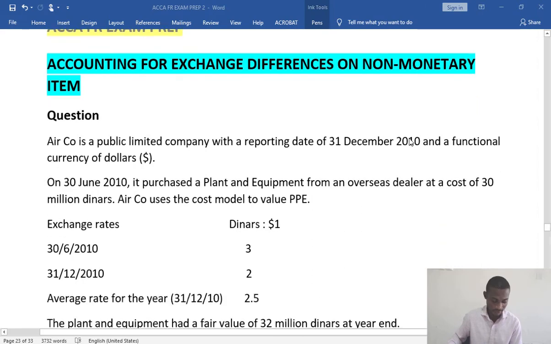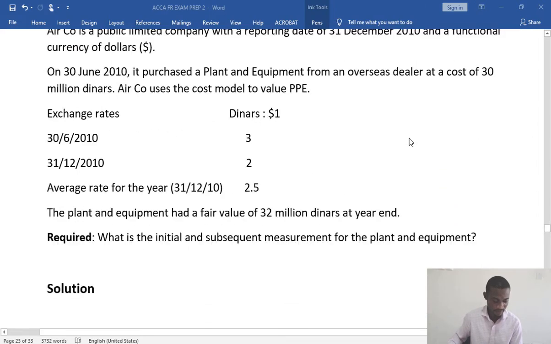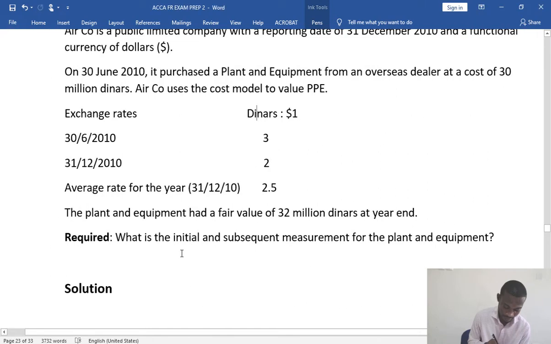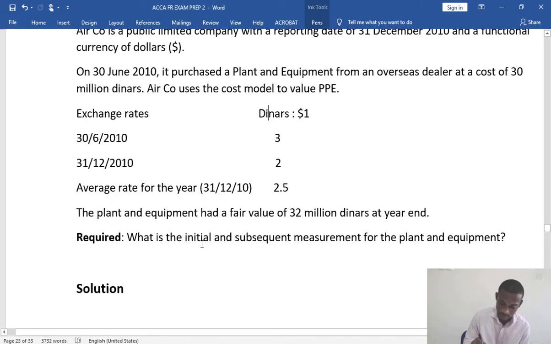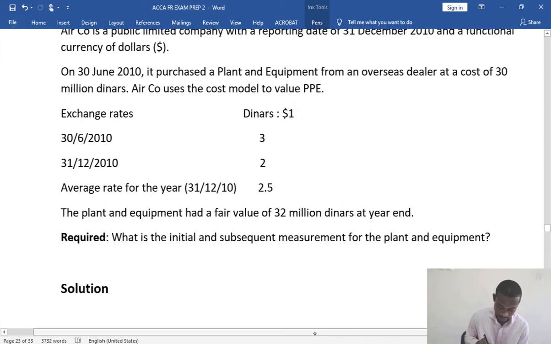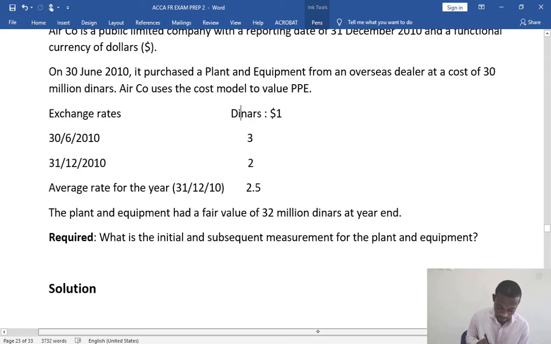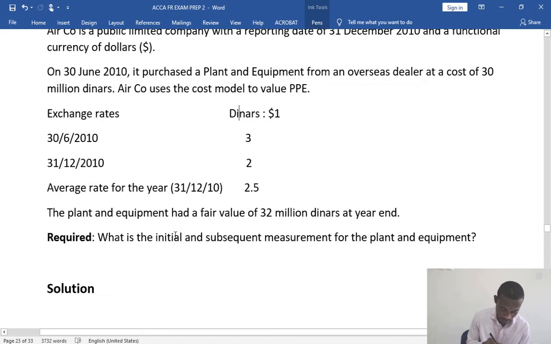To start with the requirement, what is the initial and subsequent measurement for the plant and equipment? So let's see.